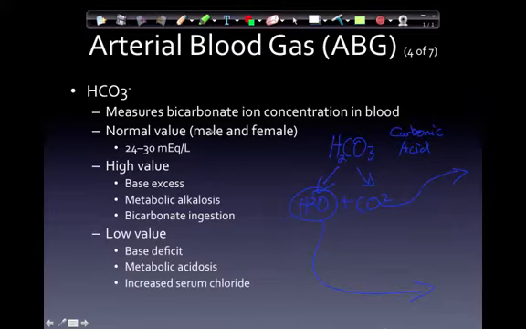High values of bicarbonate mean that we are too basic or too alkalotic. Metabolic alkalosis could be happening, or bicarbonate ingestion could have occurred. Low values say that we have a base deficit. We do not have enough bicarbonate to handle things. It may be suggestive of metabolic acidosis or an increased serum chloride. Chloride shifts occur at the red blood cell and can adjust this.